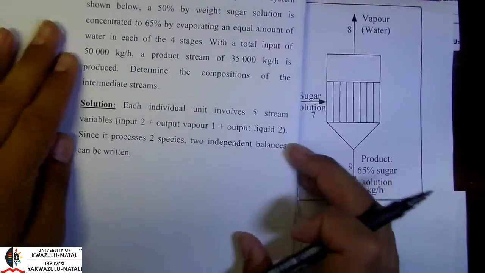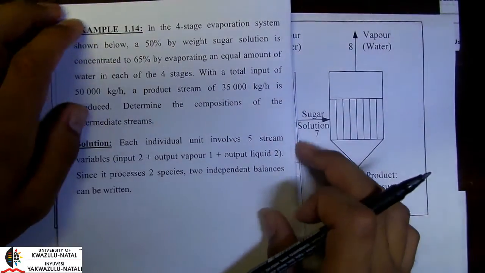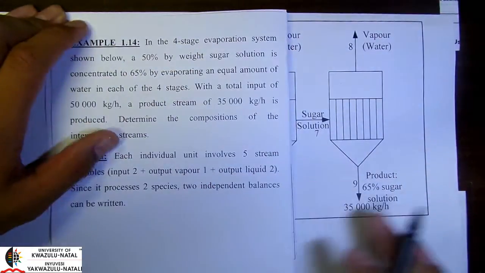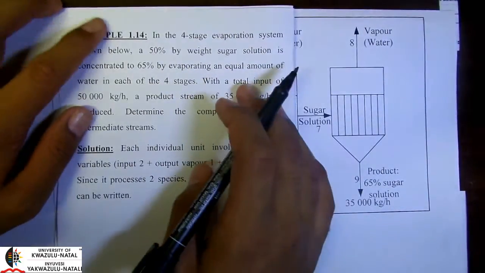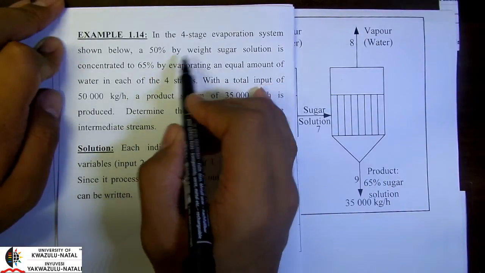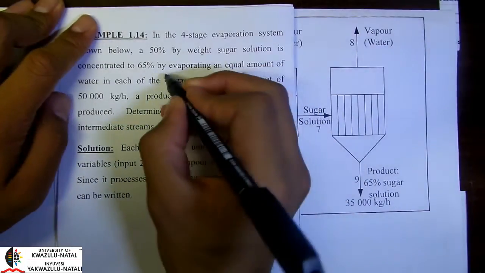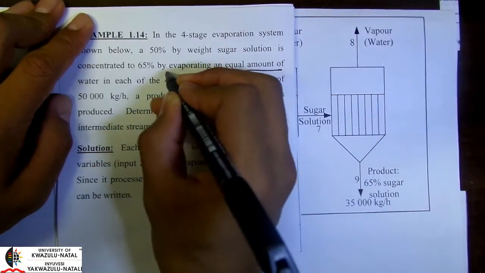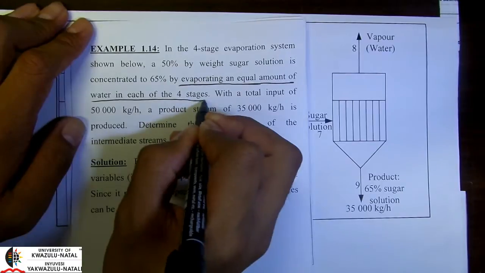Okay, another point that I would like to make before we go on to the degree of freedom analysis is that we need to read the question very carefully in order to extract the relevant information. Remember that it said that a 50% sugar solution is concentrated to 65% by evaporating an equal amount of water in each of the 4 stages.